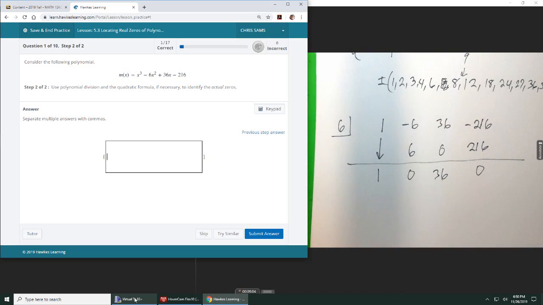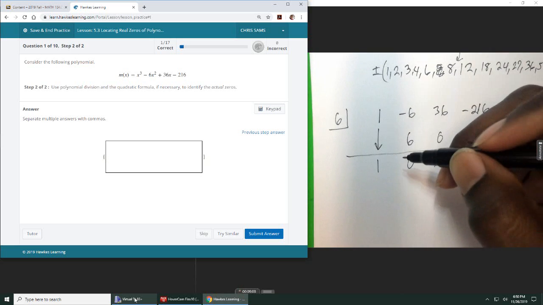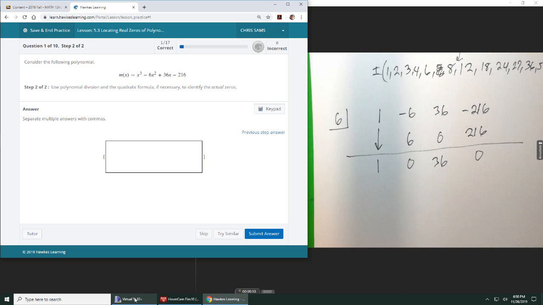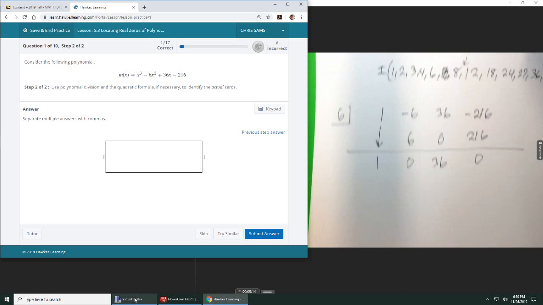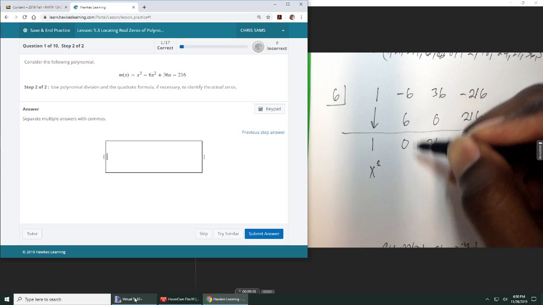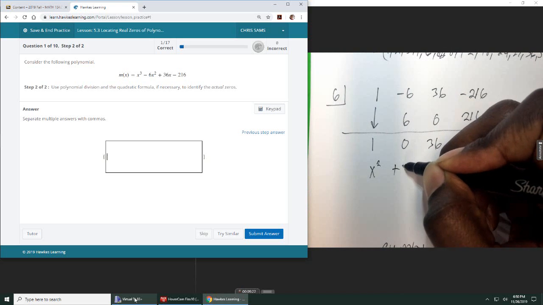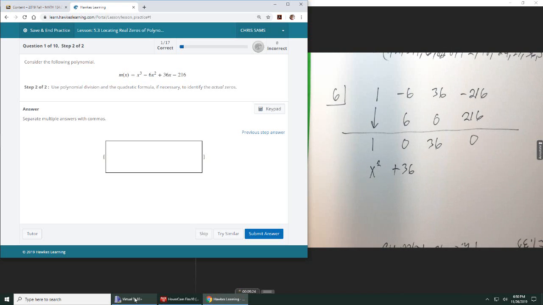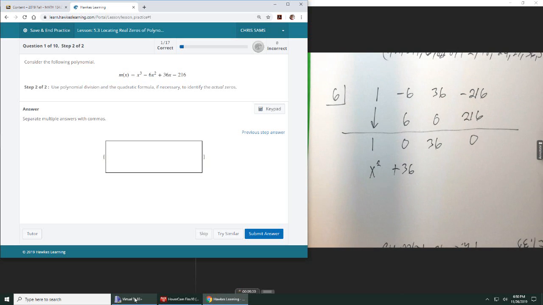Okay, so when we write the resulting polynomial, we started out with a cube. Okay, so our problem was a cube. We're dividing off 1x, so now this is starting with squared. So we have 1x squared, we have 0 x's, and then we have a positive 36. So this is my resulting polynomial. So we already know that x equals 6 is one of my zeros.